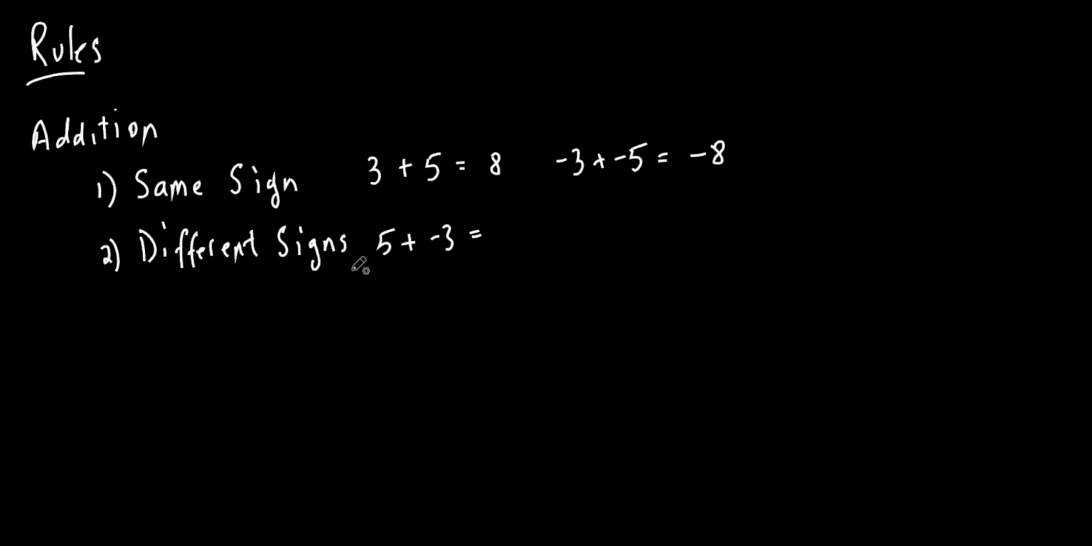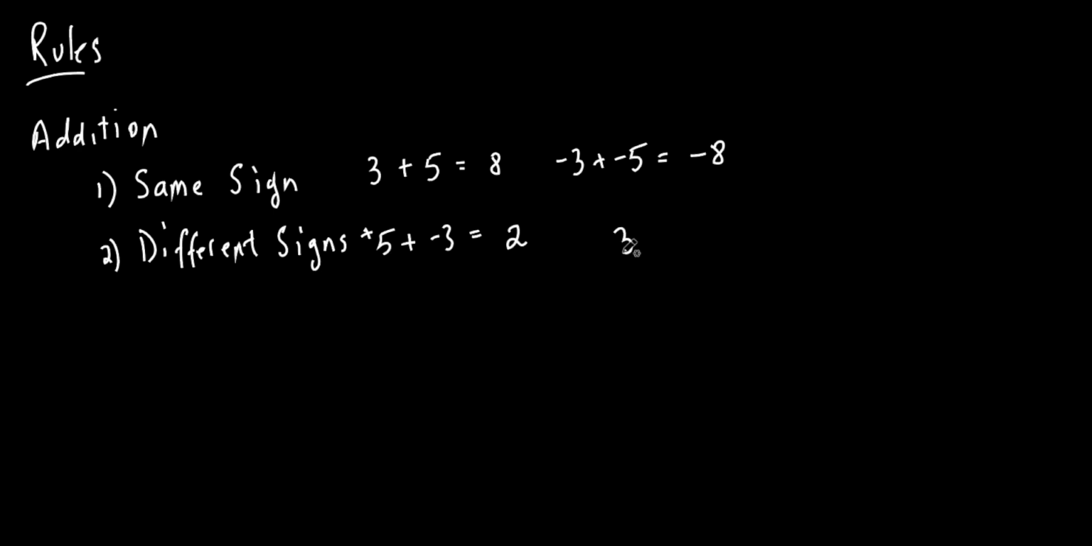The rule for different signs says if you're adding two numbers and they're different signs, one's positive, one's negative, you actually subtract the two numbers and you keep the sign of which one? The larger one, okay? So 5 and 3. 5's bigger than 3. And so you subtract the two numbers. 5 minus 3 is what? 2. You keep the sign of the bigger number. 5 is bigger than 3. It's positive, so my answer is positive.